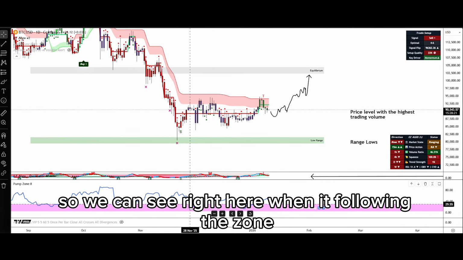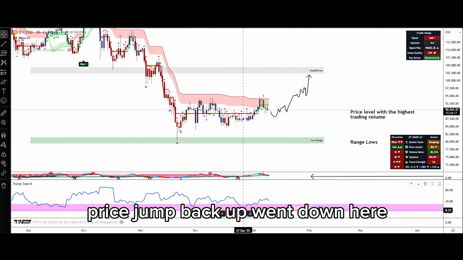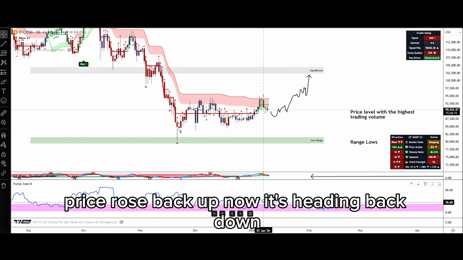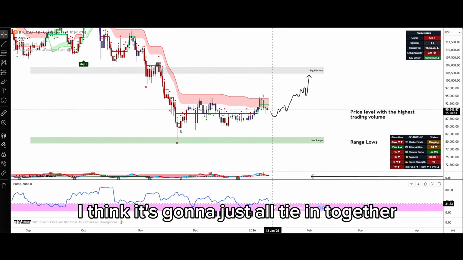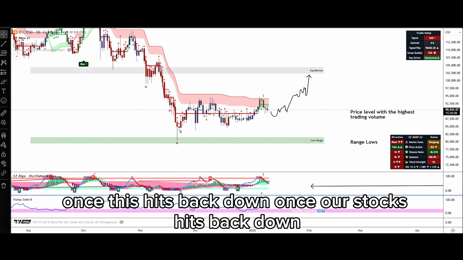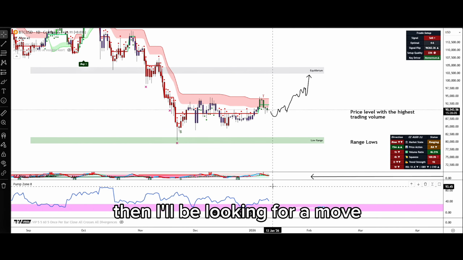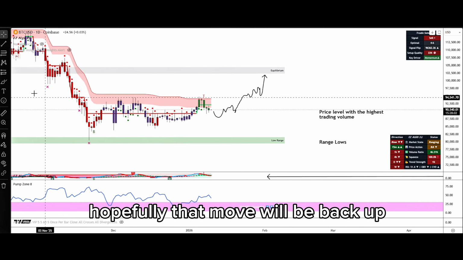So we can see right here when it fell in the zone, price jumped back up, went down here, price rose back up. Now it's heading back down, so I think it's gonna just all tie in together, right? Once this hits back down, once our stoch hits back down, then I'll be looking for a move, and hopefully that move will be back up.